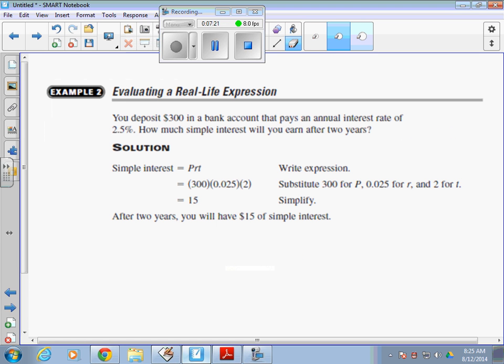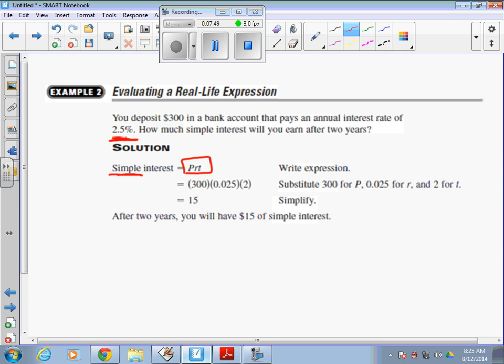Okay, let's jump to example number 2. It says evaluating a real life expression. It says you deposit $300 in the bank. That pays an annual interest rate of 2.5%. Just to give y'all a heads up, banks, the formula they use is never this simple. They use what's called compound interest. It's much more intricate than this, but we're talking about simple interest, which is PRT.